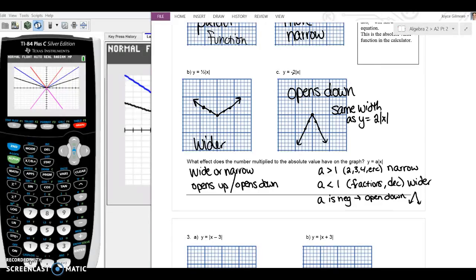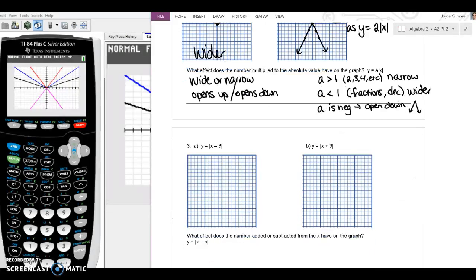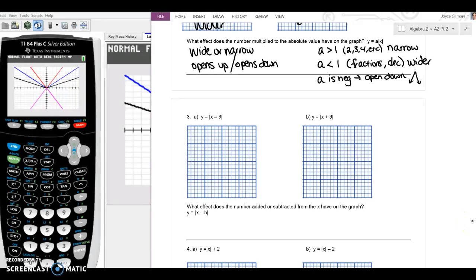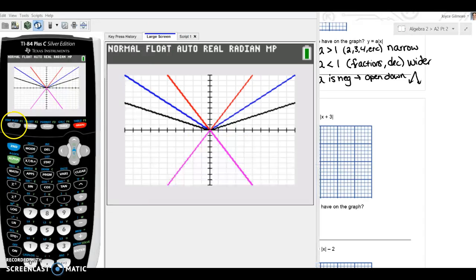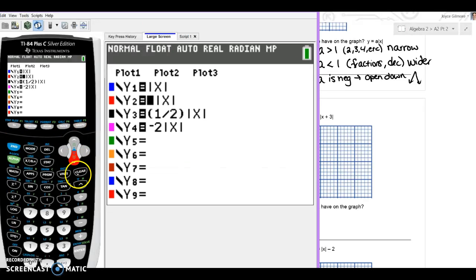Now let's explore what happens when we add or subtract inside the absolute value bars. Does anyone have a guess what you think is going to happen if we put -3 with the x inside the absolute value bars? It's going to move left is the guess. So let's plug this into the calculator and find out what happens. In your y equals, leave the first one in there, clear out the others. We want that parent function in there so we can compare. So we are graphing the absolute value of x minus 3.